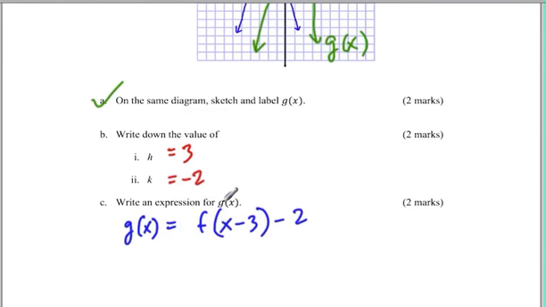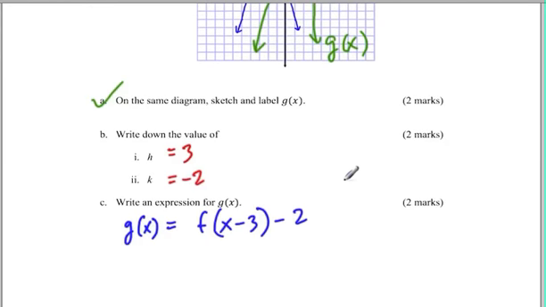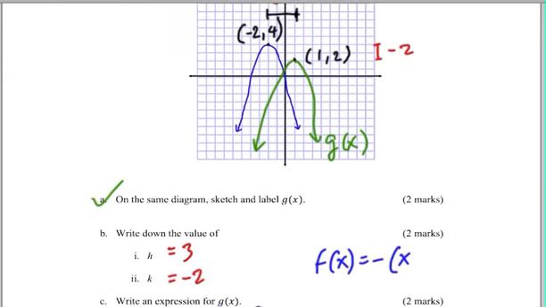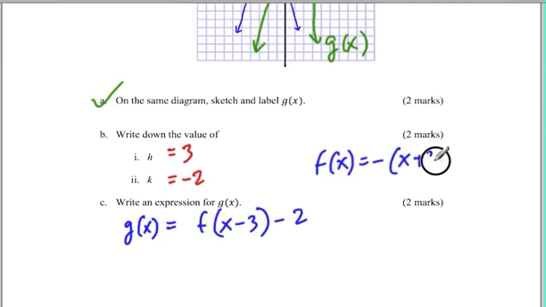But we want a proper expression. Now, do we know what f of x is? Yeah! We just figured it out right there. This is f of x right here. They told us what f of x is. So I'm going to write f of x right here. f of x is going to be negative, x plus 2 squared plus 4.